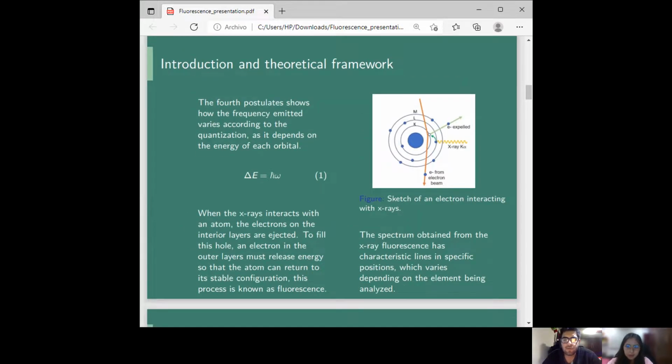The fourth postulate shows how the frequency emitted varies according to the quantization, as it depends on the energy of each orbit, as can be seen in equation 1, where h-bar is Planck's constant. When the X-ray interacts with an atom, the electrons in the interior layers are ejected. So to return from the unstable configuration, electrons in the outer layer release energy, and this process is known as fluorescence. The spectrum obtained from the X-ray fluorescence has characteristic lines in specific positions, which vary depending on the element analyzed.